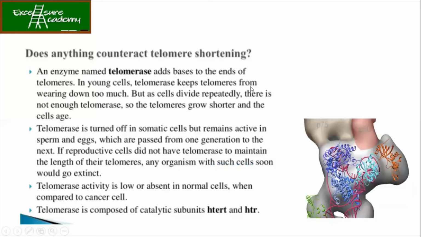Just be confident. Now, that's the structure of the telomerase. Can you see? Are you able to locate the RNA over there? Along with the protein alpha, beta, you can see that there is an RNA structure also. Can you see this purple one? Okay. So does anything counteract the telomere shortening? Yes, it is telomerase. It adds pieces to the ends of the telomere. In the young cells, telomerase is there, so it helps in keeping the division going. They grow shorter as the cell ages. Telomerase is turned off in the somatic cells, but remains active in the sperms and the eggs, which is passed from one generation to the next, and also in the case of your stem cells.